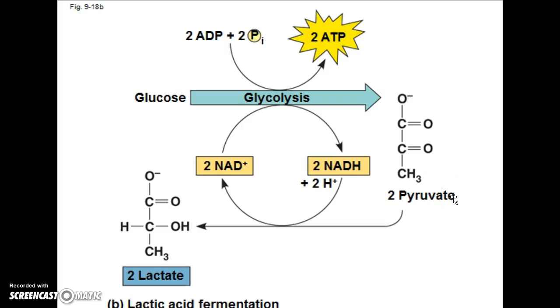Lactic acid fermentation by some fungi and bacteria can be used to make cheese and yogurt, as well as create some very painful muscle cells in our bodies when lactic acid fermentation is used to generate ATP when oxygen is scarce.